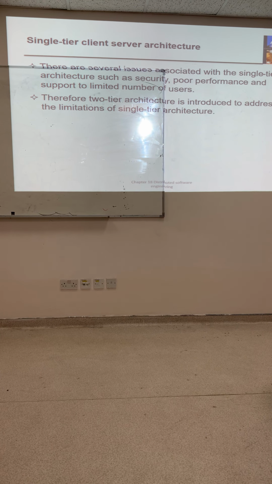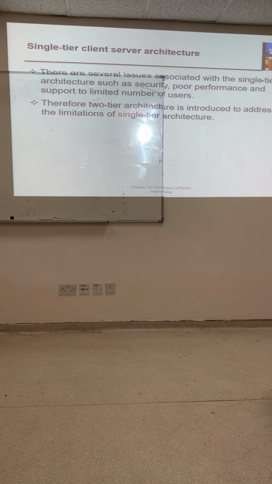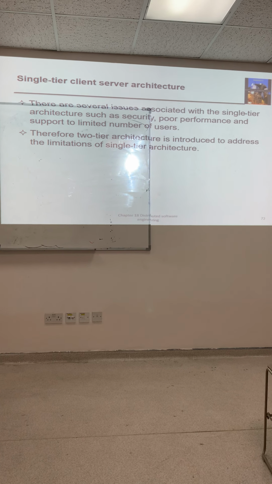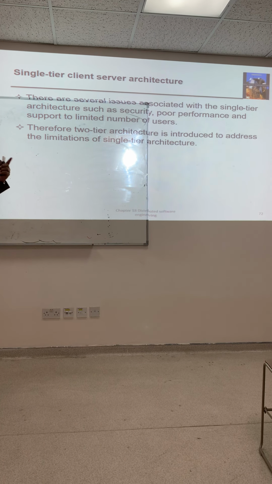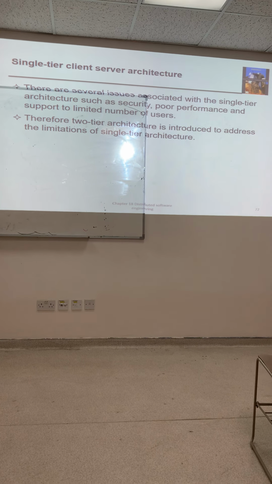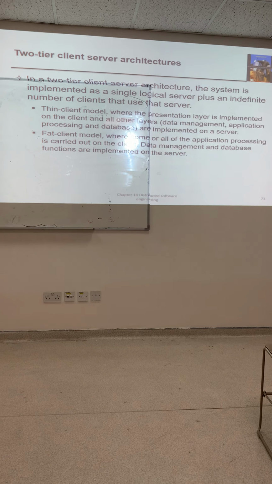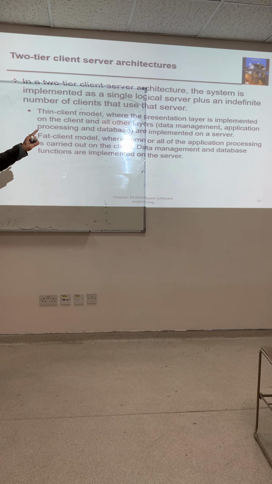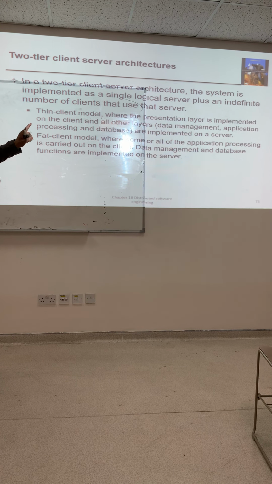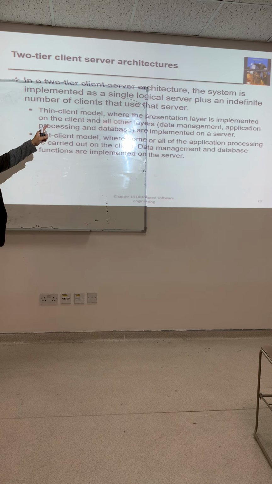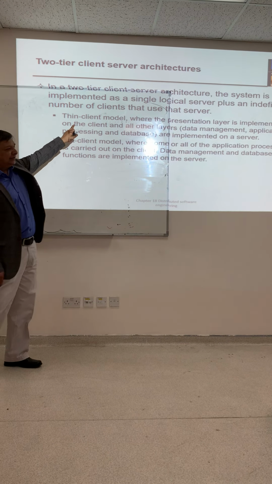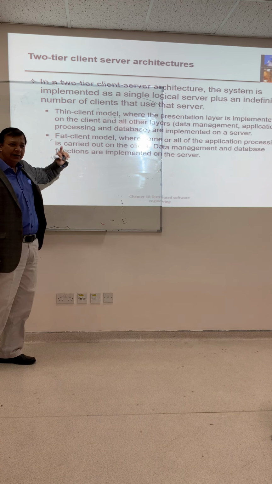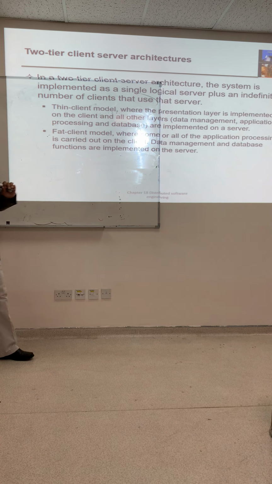There are several issues of single-tier architecture such as security, poor performance, and support for a limited number of users. So 2-tier architecture is introduced to address the limitations of single-tier. So in 2-tier, the system is implemented in a single local server plus an indefinite number of clients that use the server. So we have thin client and we have thick client, the fat client. I did not cover that, then later on I will cover.